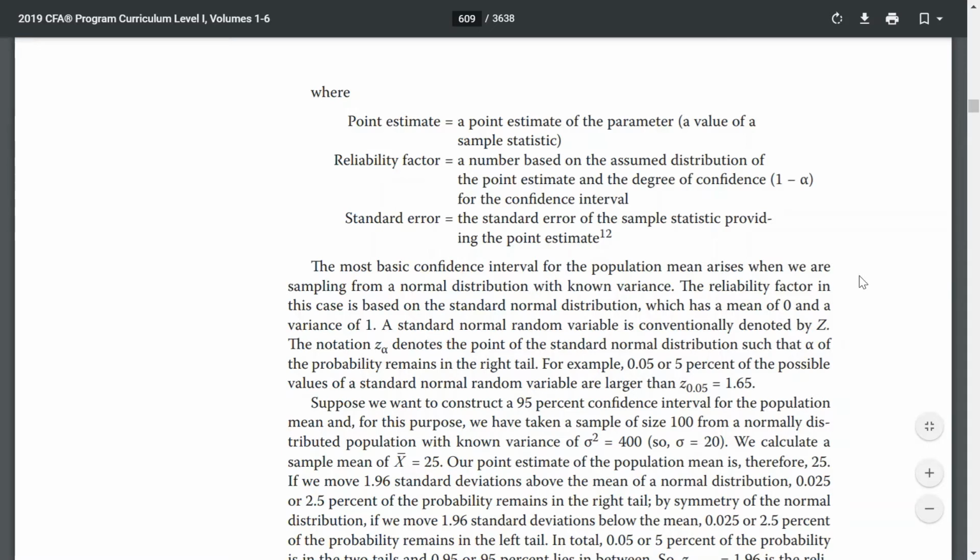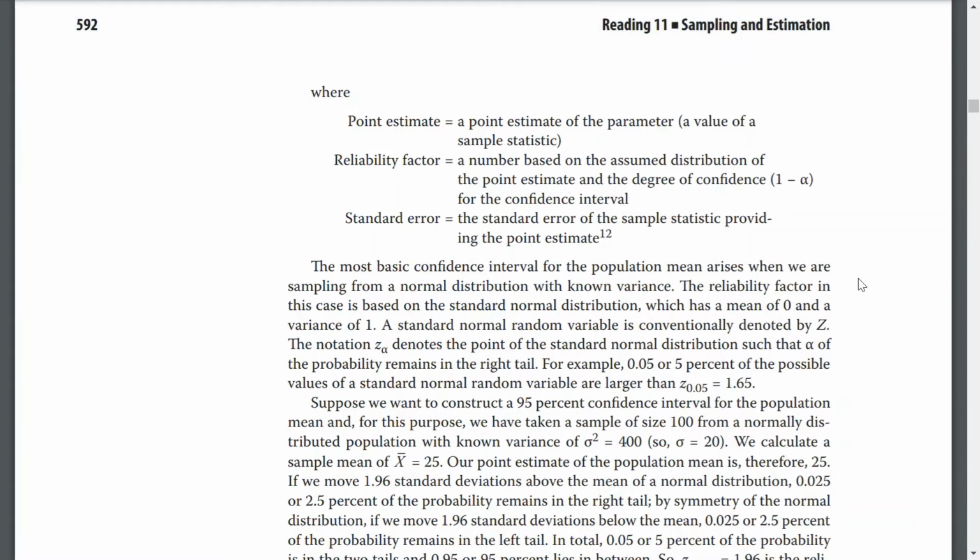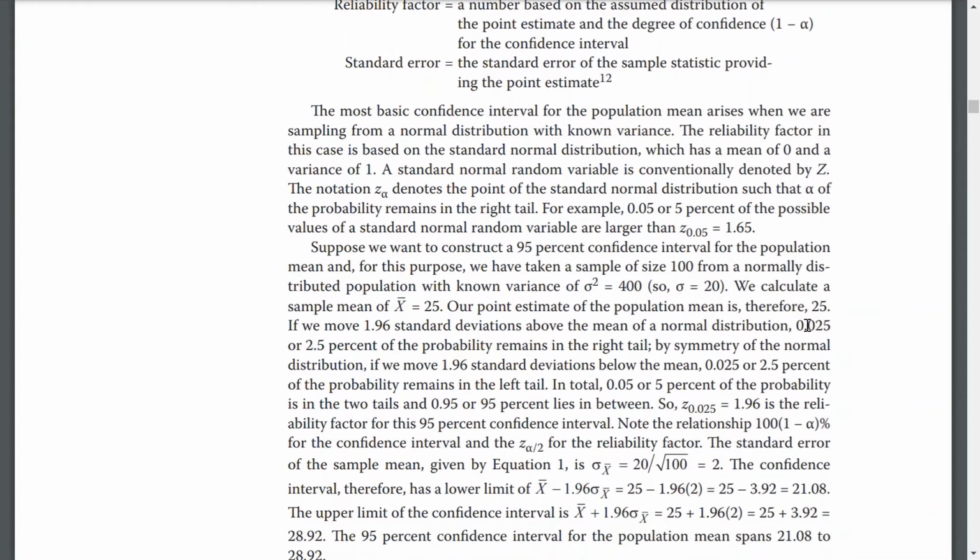The most basic confidence interval for the population mean arises when we are sampling from a normal distribution with known variance. The reliability factor in this case is based on the standard normal distribution, which has a mean of 0 and a variance of 1. A standard normal random variable is conventionally denoted by Z. The notation z sub alpha denotes the point of a standard normal distribution such that alpha of the probability remains in the right tail. For example, 0.05, or 5%, of the possible values of a standard normal random variable are larger than z sub 0.05, equal to 1.65.